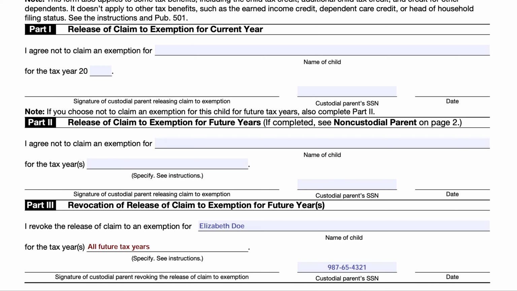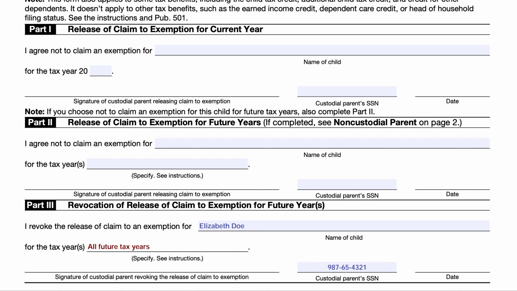She can do that. However, she cannot do that for the current tax year. At the time of this recording, we're actually past the normal tax filing deadline of April 15th. So if we were in the middle of tax season, Elizabeth would not be able to use this as a way to pull the carpet out from under John Doe. She can only do this for future tax years. So keep that in mind. If you're the custodial parent looking to claim that exemption back, you can do that at any time you want, but it's only applicable for future tax years.